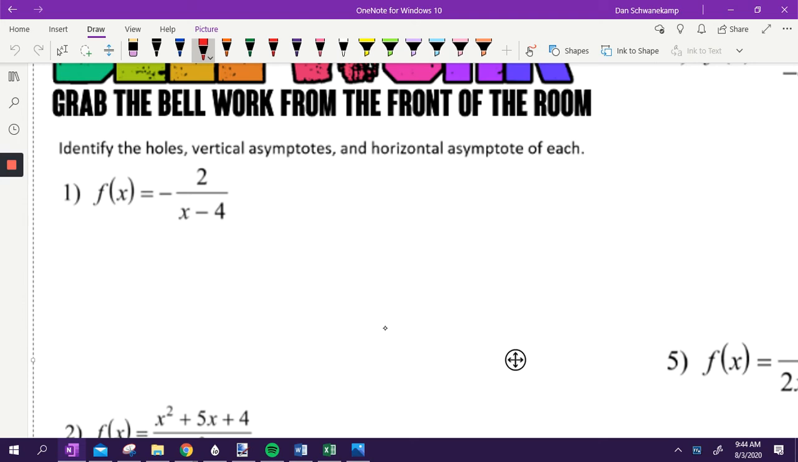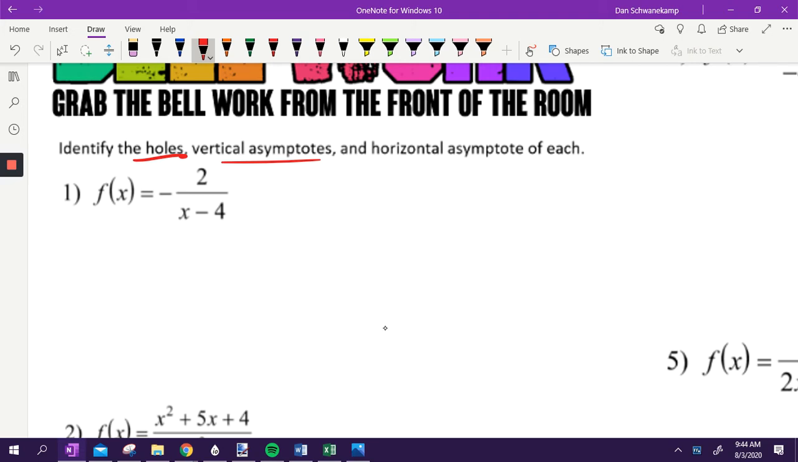As I look at number one, first thing I'm going to do are these two, holes and vertical asymptotes. It's a hole if you could plug in a number and get 0 on top and 0 on bottom. There is no number that you could plug in on top and bottom to get 0. Remember also if it cancels on top and bottom, that would happen. So no holes on the first one. In fact, I don't know if there's a lot of holes on any of these.